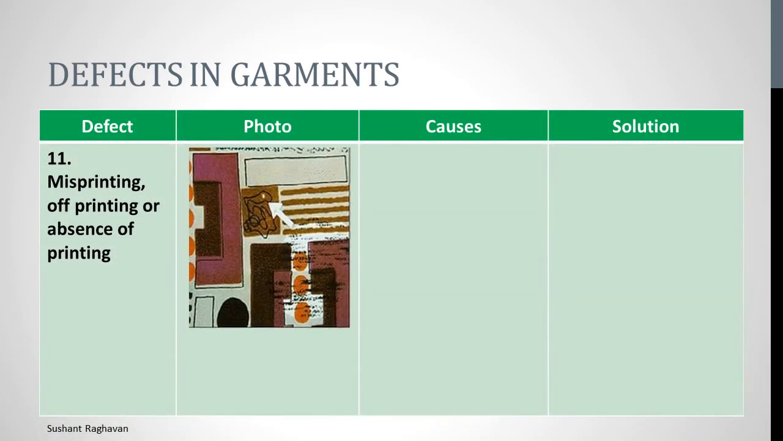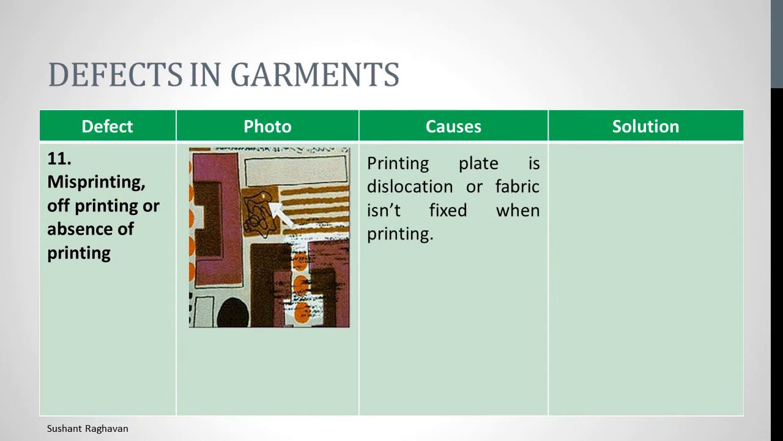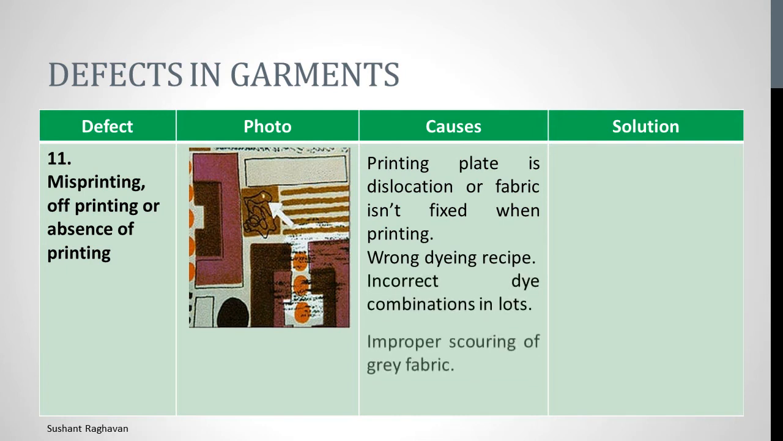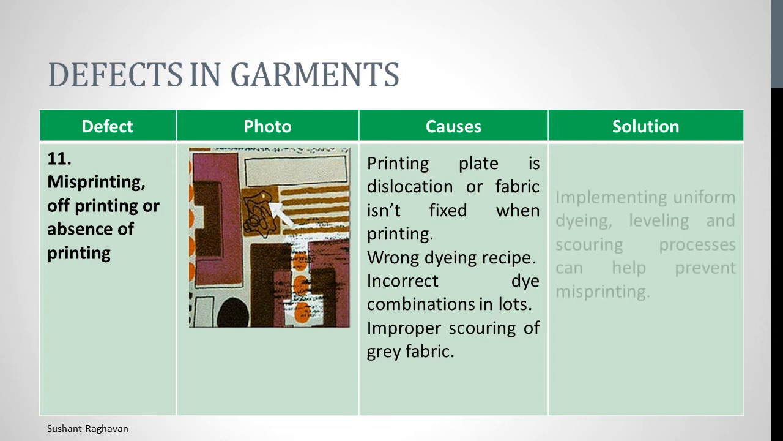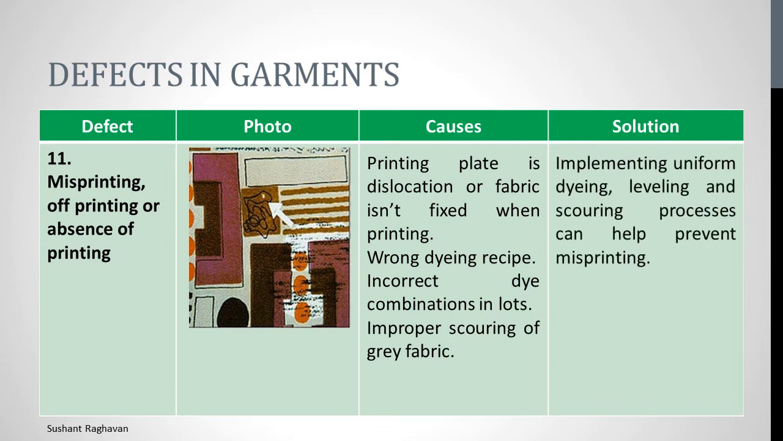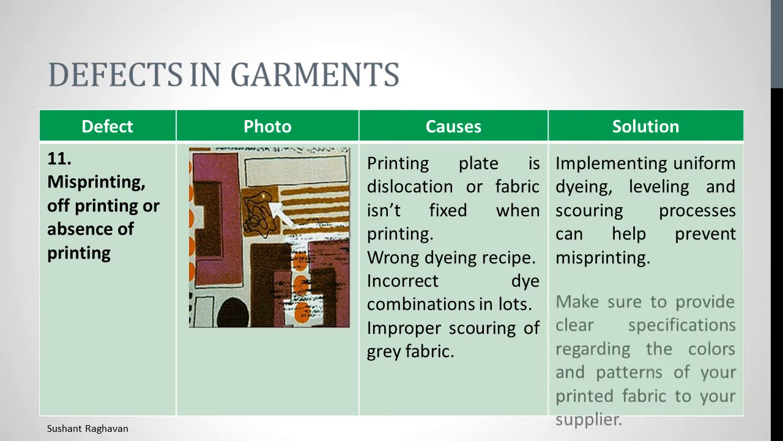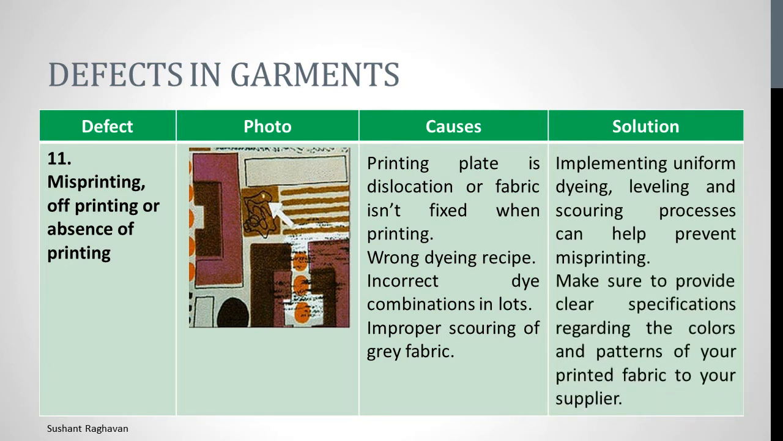Misprinting, off printing or absence of printing. The printing plate is dislocated or the fabric isn't fixed when printing. Wrong dyeing recipe. Incorrect dye combination in lots. Improper sourcing of grey fabric. Implementing uniform dyeing, leveling and sourcing processes can help prevent misprinting. Make sure to provide clear specifications regarding the colors and patterns of your printed fabric to your supplier.